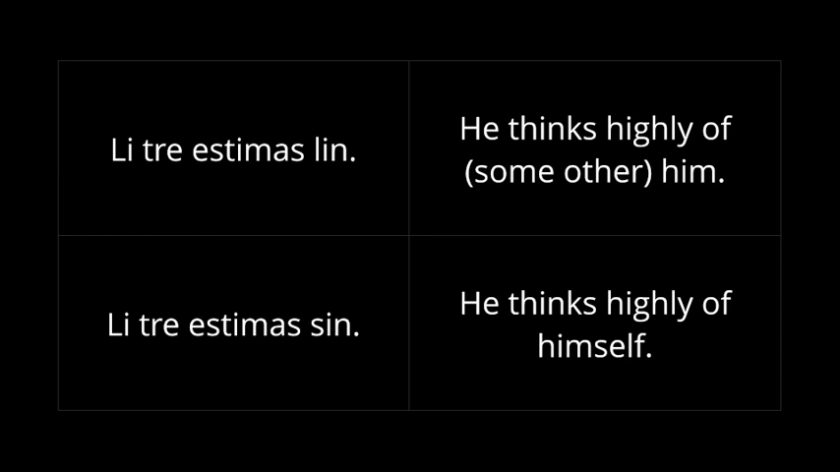So again, "si," not "she," is the relative pronoun. I did it again. The reflexive pronoun. I'm not going to edit that out, just so you know how easily I screw that up. It's the reflexive pronoun, and in this case it's got the N because it's accusative. He thinks highly of himself. "Li tre estimas sin." That doesn't sound so good.